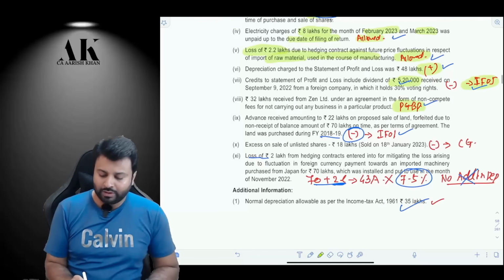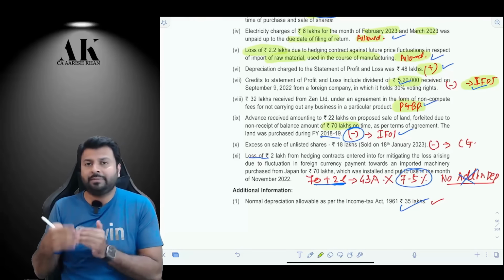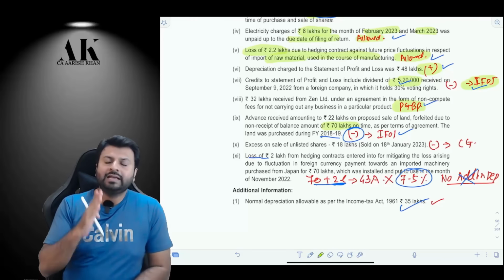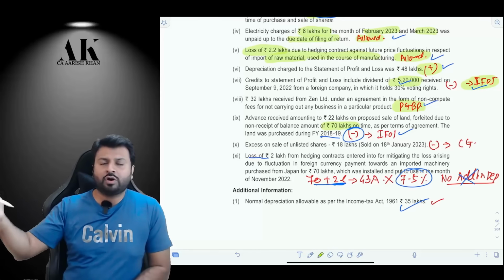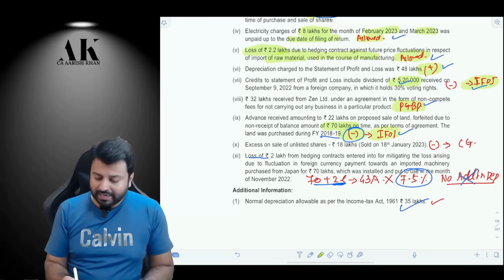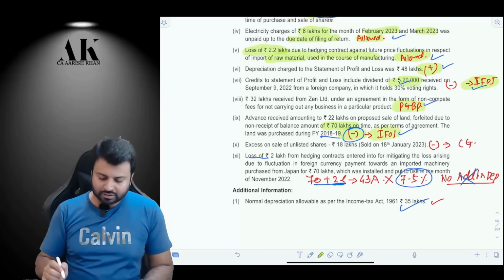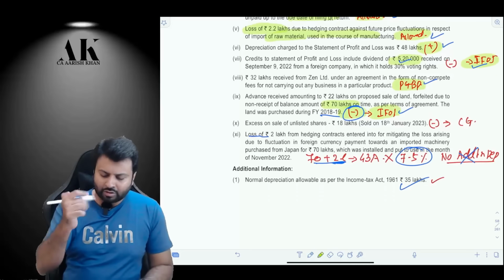Next, you have forfeited some amount on sale of land, on negotiation of transfer of a capital asset. You have forfeited some amount. Do you remember that? If the amount is forfeited on or after 1/4/2014, then that is considered to be IFOS. So reduce from PGBP and show under IFOS. And if it is forfeited before 31st March 2014, then you have to reduce it from the cost of acquisition. Now, in case of unlisted shares, I'll talk about that in a while.